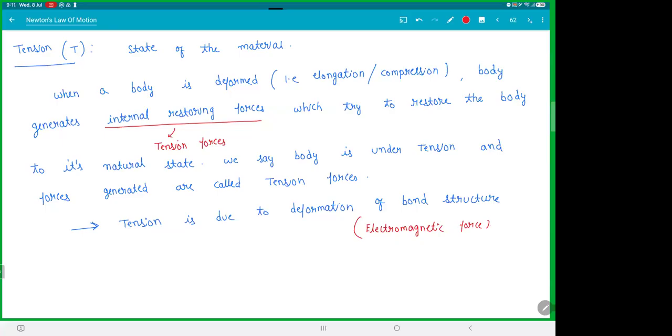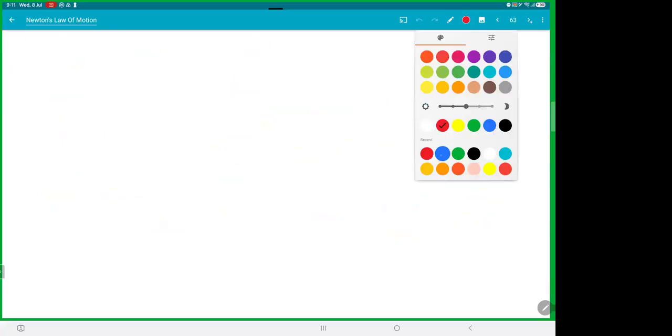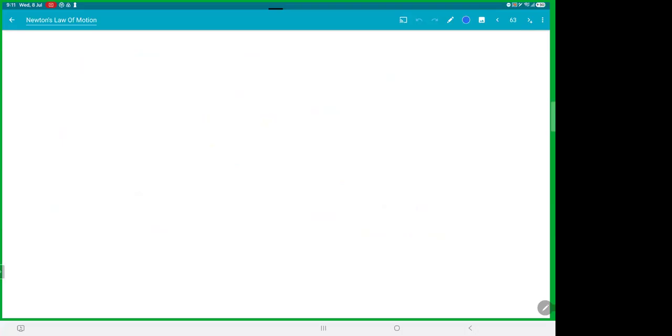And we know strings and rods. What is the difference between a rod and a string? They can pull and push. So a rod can pull and a rod can also push. For example, if you take a rod and you put a block, what does the rod do? The rod pulls.